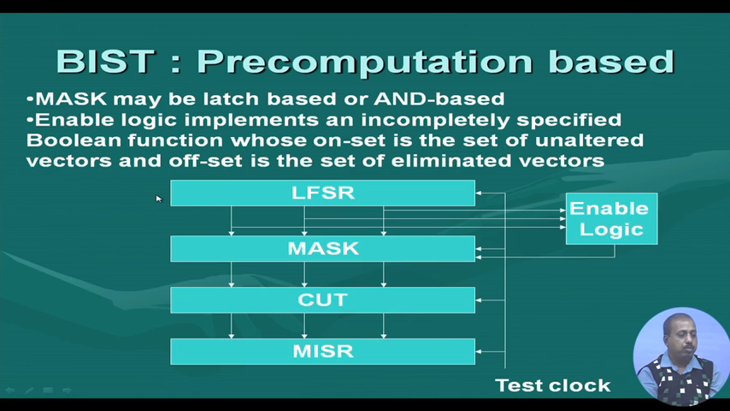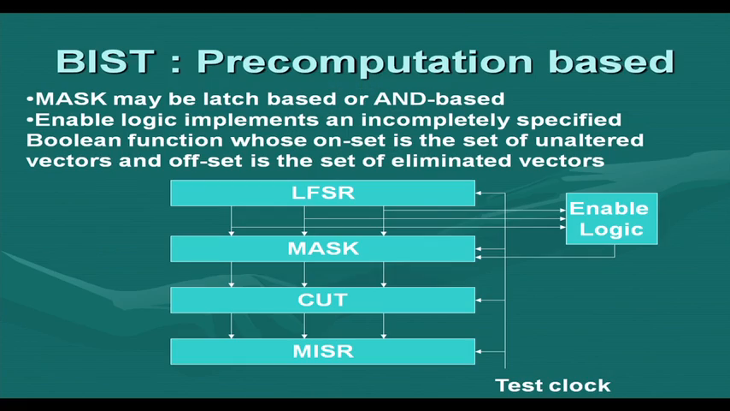It is similar to the filtering approach, but the mask can be a latch-based mask or an AND gate-based mask. If it is an AND-based mask, then whenever this enable signal is 0, the output of the mask is all 0. So the circuit will see all 0s as input, and it is expected that the circuit power consumption will be low because of that.